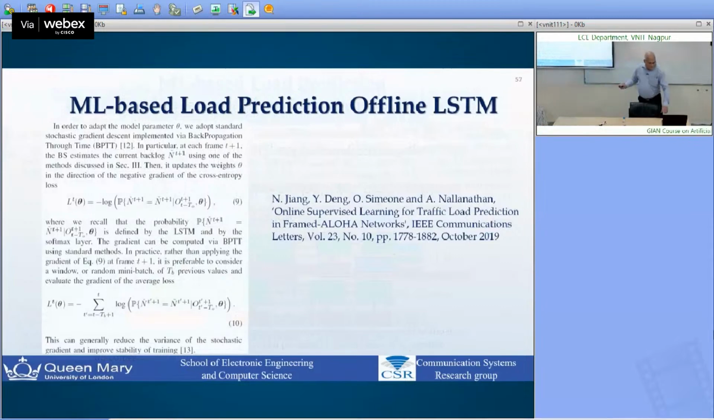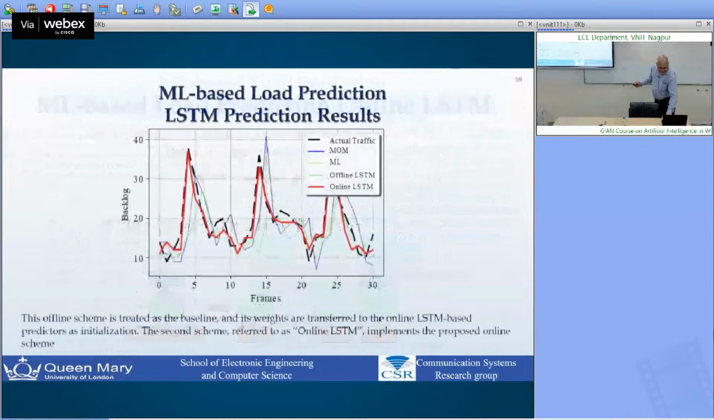So now we check the numerical results. This is the actual traffic, the black line. Take these two approaches, method of moment and maximum likelihood, these two estimators. Estimators estimate during the current time slot and assume that it is the same as the next time slot. They failed. So blue and yellow failed. Then online, the one we proposed using the LSTM structure, that is the red one.